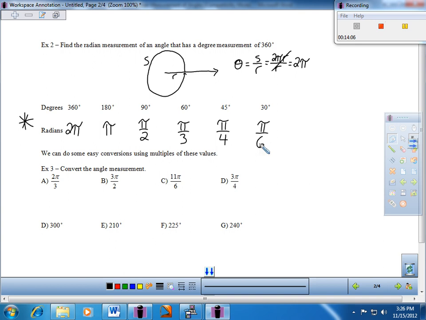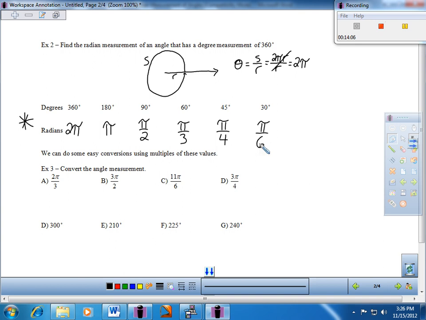So let's read through it just one time and give you a sense of what it's going to look like. So 360 degrees is exactly 2 pi radians. 180 degrees is exactly pi radians. 90 degrees is pi over 2 radians. 60 degrees is pi over 3 radians. 45 degrees is pi over 4 radians. And 30 degrees, everybody, is pi over 6 radians.